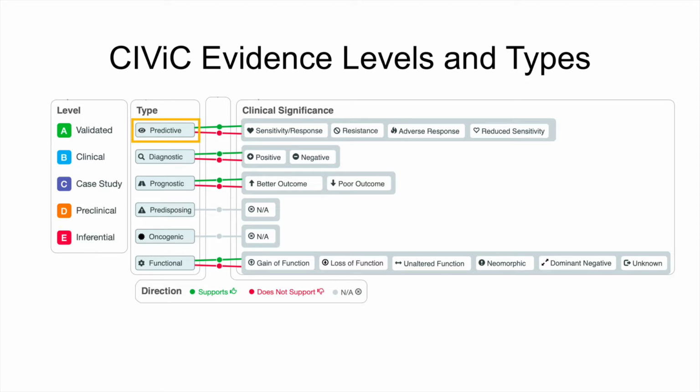Each evidence type describes the clinical or biological effect a variant has either on therapeutic response, predictive, determining a patient's diagnosis or disease subtype, diagnostic, predicting disease progression or patient survival, prognostic, disease susceptibility, predisposing, biological alterations relevant to a cancer phenotype, oncogenic, or protein function, functional.